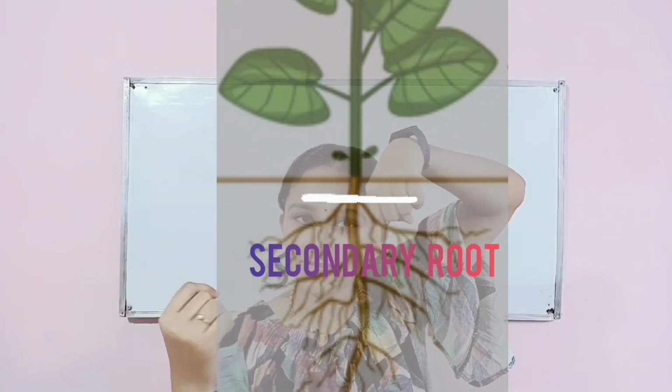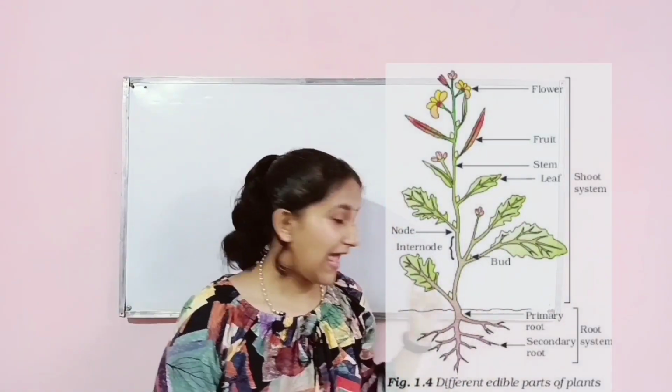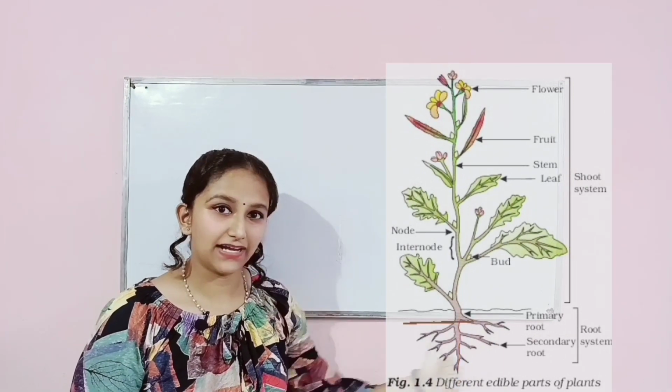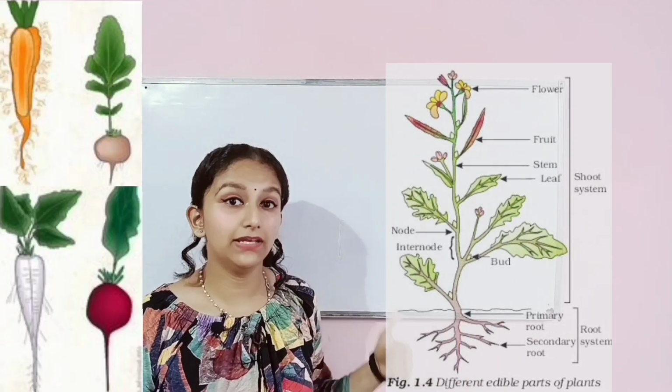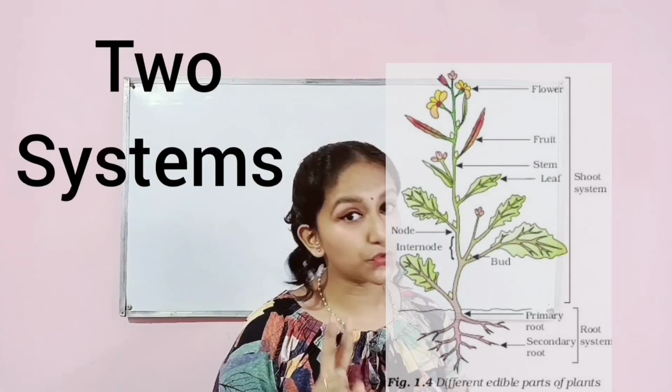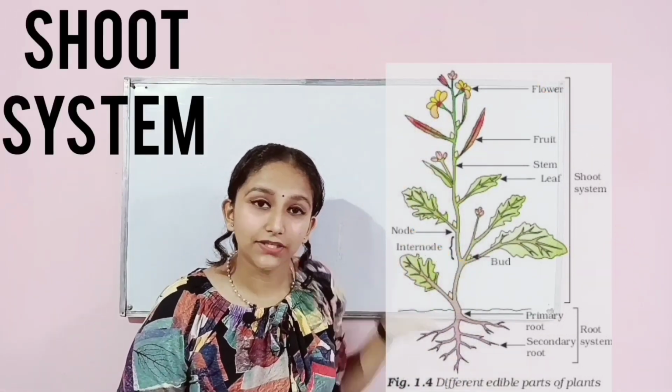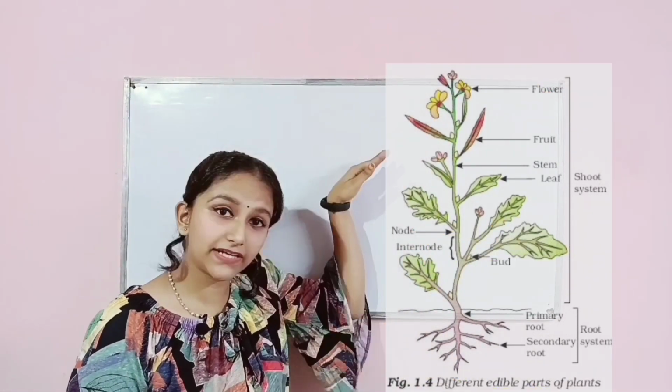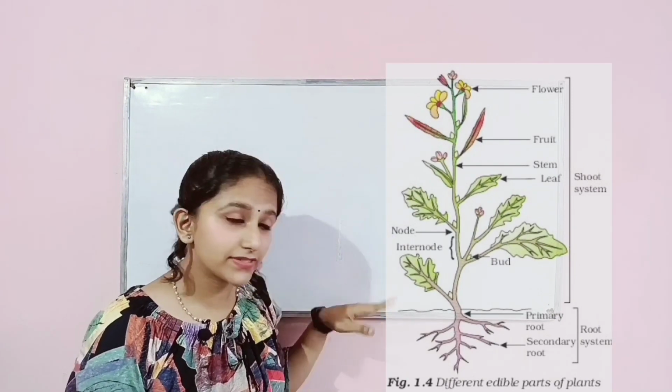You must have seen a taproot, right? A taproot has a main straight root that is going completely deep inside and few sub branches to support it to get water from the side areas, right? So the primary root is that one that goes deep inside and the secondary root are the supporters. So here as we see, this is the primary root and these are the secondary root. For example, carrot, radish, turnip, beetroot. Now a plant is divided into 2 systems, that is shoot system and root system. Shoot system is above the ground, that is above the soil, and root system is under the soil.